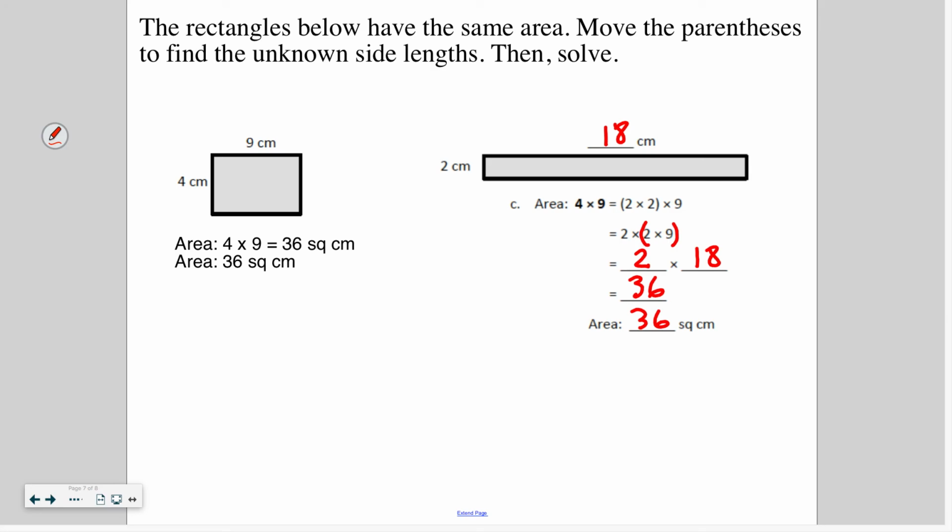So in your problem set, you're going to have similar problems where you're going to have rectangles that have the same area, and you're going to need to find the missing side length or side lengths.